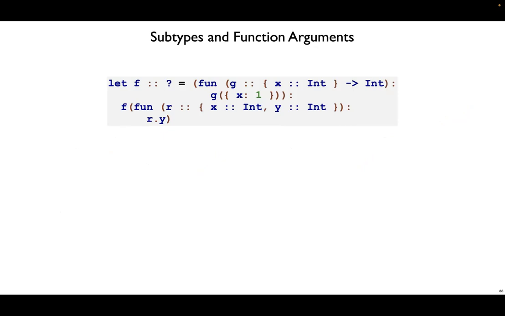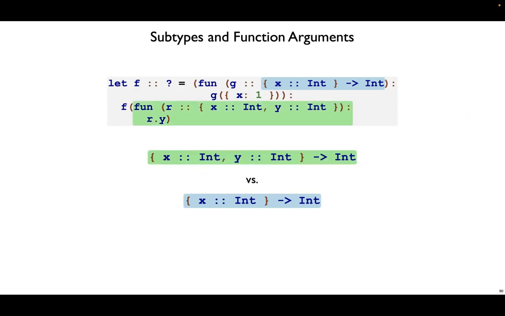Again, in terms of code, we've got a function f which expects a function g. G takes in an x mapped to int record and returns an int. Then we call that function with another function that takes in a record x mapped to int, y mapped to int, and returns an int. This function that we're sending at the call gets its int by looking at the y field of the input record. And so we definitely don't want this green function to be a subtype of that blue function, because our function f up above is going to be sending in a record that does not have a y field.